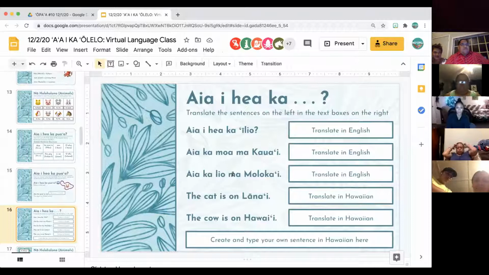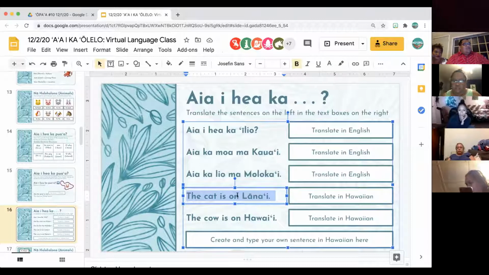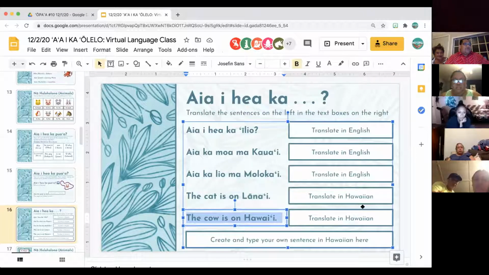Let's have Chris. You want to try the next one? The horse is on Molokai. Good. Aia ka leo ma Molokai. The horse is on Molokai. Who didn't get to go yet? Bianca, can you try the English to Hawaiian? Aia ka popoki ma Lanai. Perfect. Good job. The cat is on Lanai. And the last one, the cow is on Hawaii.